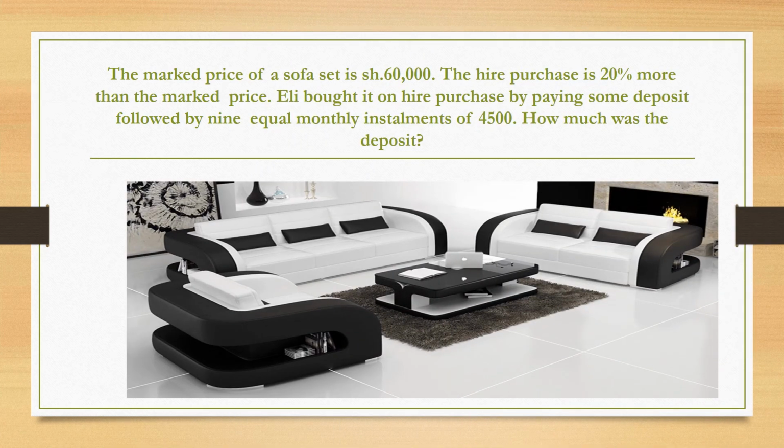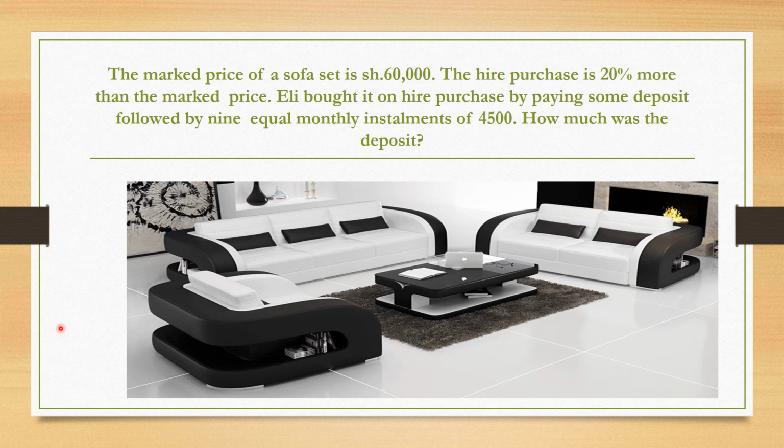So to our first example for today: the market price of a sofa set is 60,000. If you look at the picture there, I don't think it is 60,000, but no problem, let's just work with that. The market price for a sofa set is 60,000. So assume that is the sofa set that is being marked, or the original price is 60,000. The hire purchase is 20% more than the market price. So they are giving you the hire purchase as a percentage of the market price. So it is 20% more.